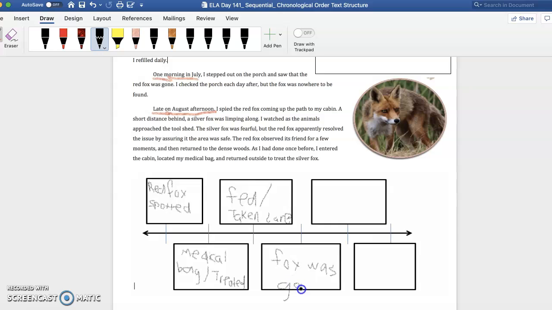Good. Now, think about what happened after that. After the fox left, what do we know happened? It looks like late August afternoon, he saw the red fox coming back, except this time the red fox was not alone. The red fox had a silver fox limping along. So it seems like next the red fox brought the silver fox.